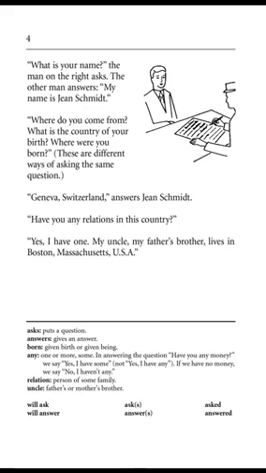Page 4. What is your name? The man on the right asks. The other man answers, My name is Jean Schmidt. Where do you come from? What is the country of your birth? Where were you born? These are different ways of asking the same question. Geneva, Switzerland, answers Jean Schmidt. Have you any relations in this country? Yes, I have one, my uncle. My father's brother lives in Boston, Massachusetts, USA.